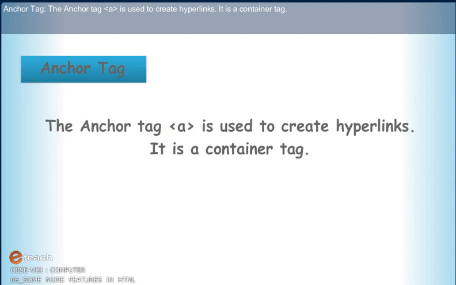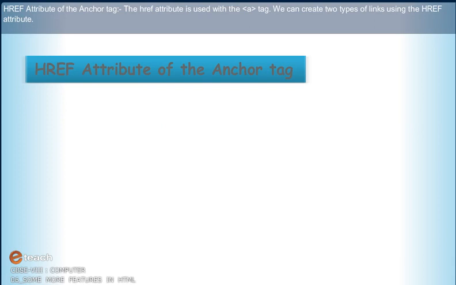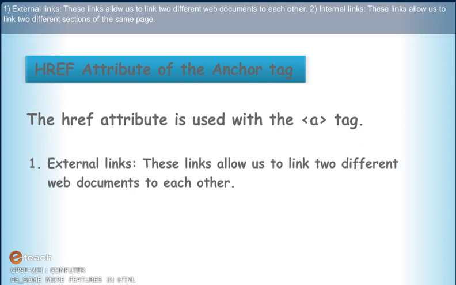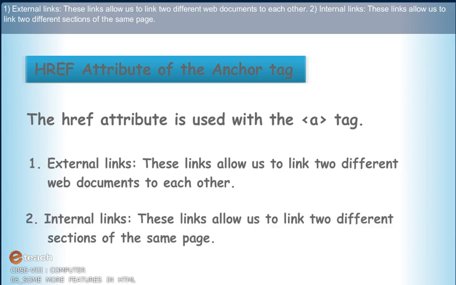Anchor tag. The anchor tag A is used to create hyperlinks. It is a container tag. href attribute of the anchor tag. The href attribute is used with the A tag. We can create two types of links using the href attribute. 1. External links. These links allow us to link two different web documents to each other. 2. Internal links. These links allow us to link two different sections of the same page.